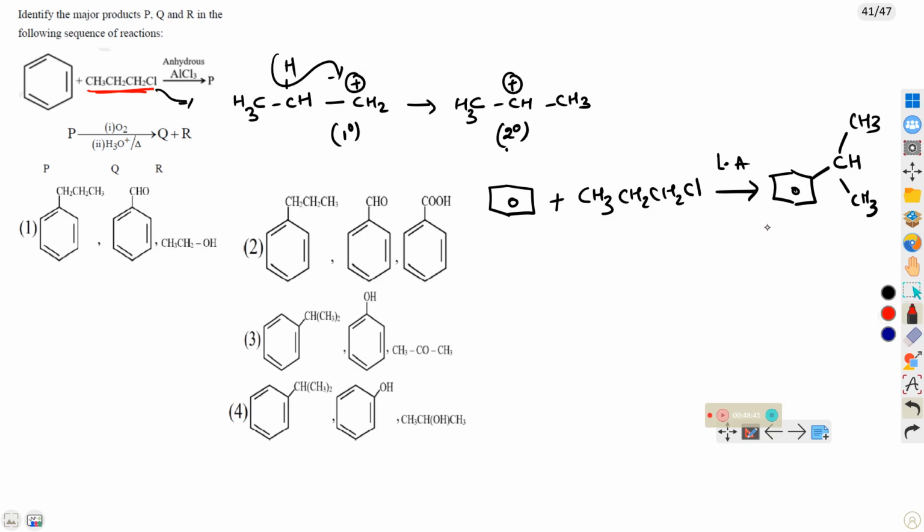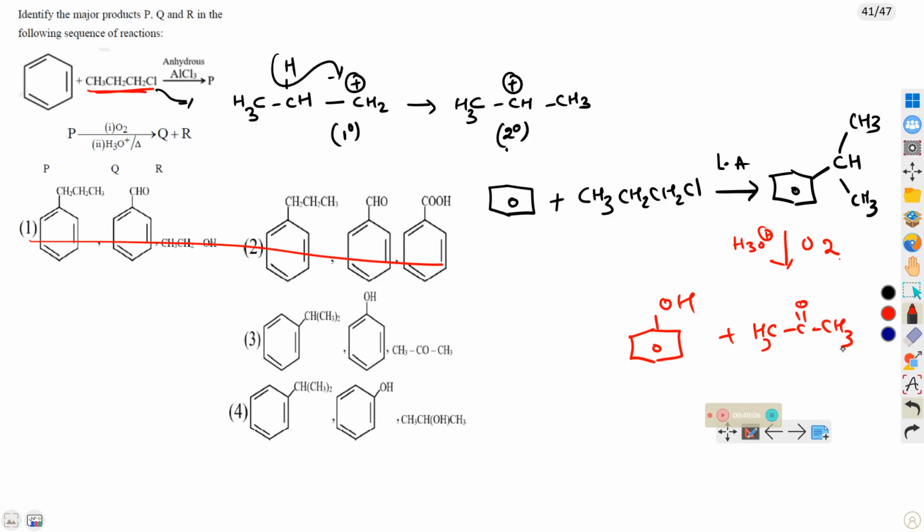Now isopropyl benzene. First option wrong, second option wrong. Isopropyl benzene reacts with oxygen, further hydrolysis also. From isopropyl benzene, what is formed? Phenol plus acetone is formed, CH3COCH3. So third option is the correct option.